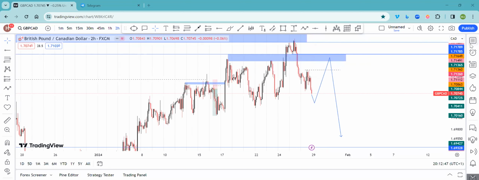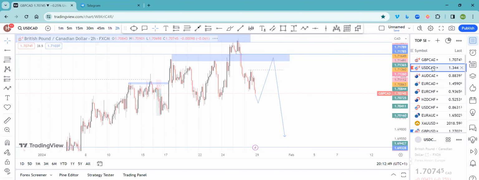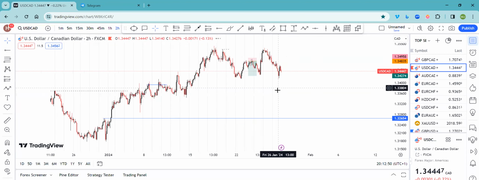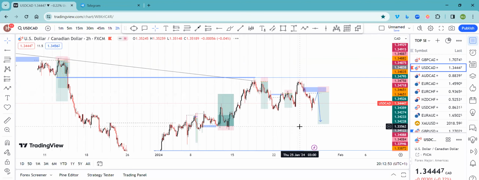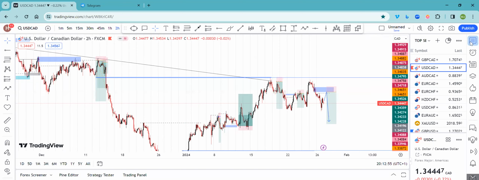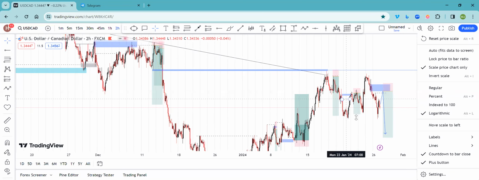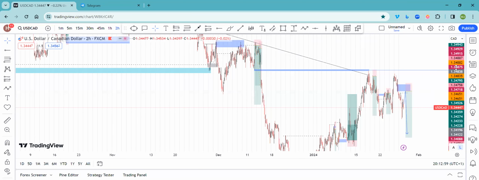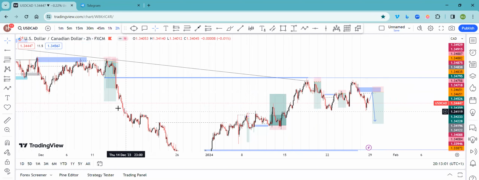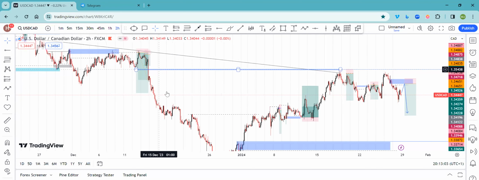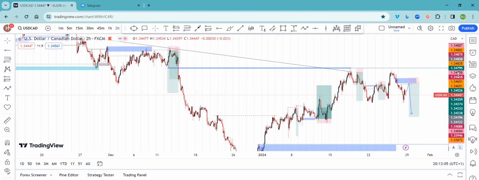So that is for GBP CAD. Then next one is USD CAD. We are also expecting the news on USD CAD, as in on dollar pairs, by next week. So now, if you look at USD CAD, what the market is also doing here, USD CAD has also started that bearish delivery. Now you see what the market did.